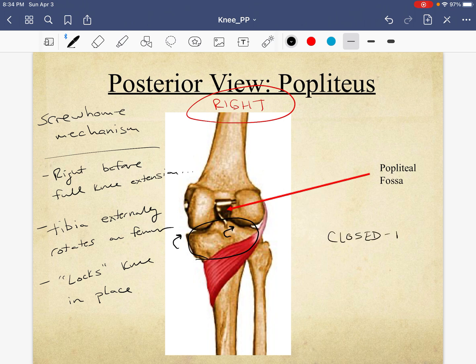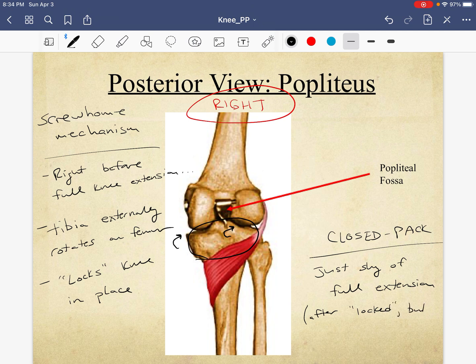This relates directly to the closed pack position of the knee. The closed pack position is just shy of full extension. It's after the locking takes place, so it's after the screw home mechanism. I can write this down to be really clear. So it's after the screw home mechanism, the position where the knee is locked, but literally right before full extension.